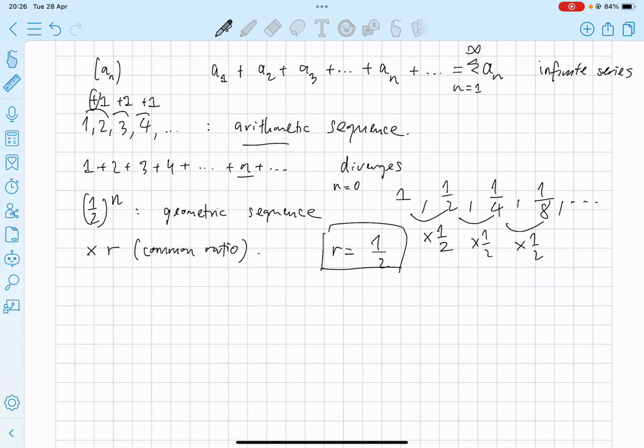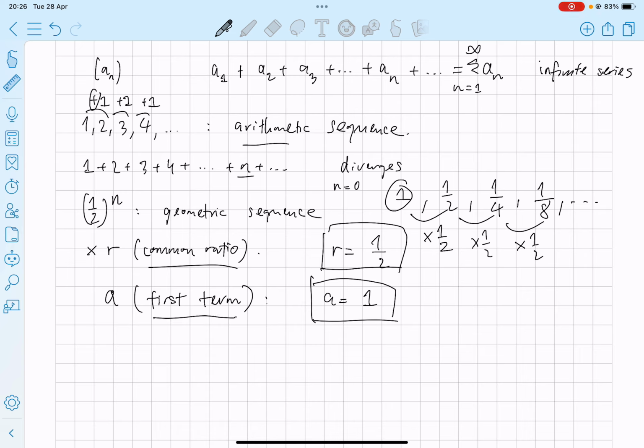So you agree with me that the common ratio is equal to 1/2, right? And then we have another term, called a, which is our first term. A is gonna be our first term. And what is our first term in this case? It's 1, right? So a equals 1. So you have the two key components of a geometric sequence: the common ratio and the first term.